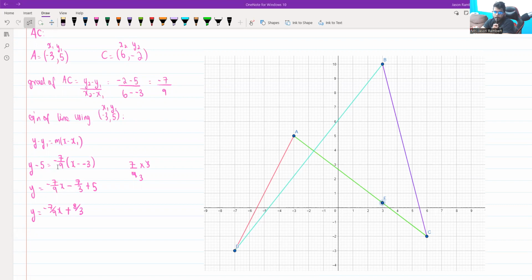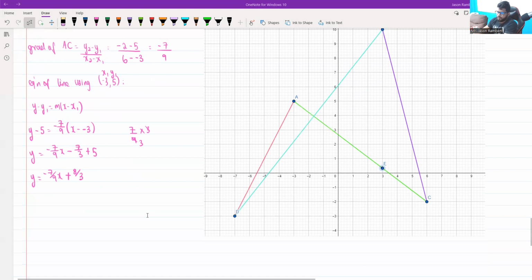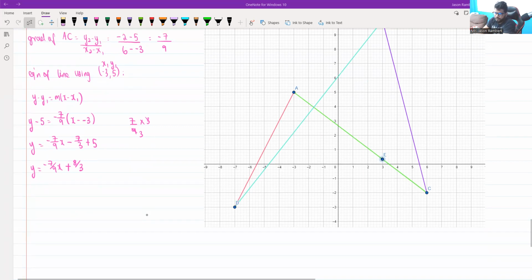Right, so we get one equation for AD: y is equal to minus 2x plus 11.